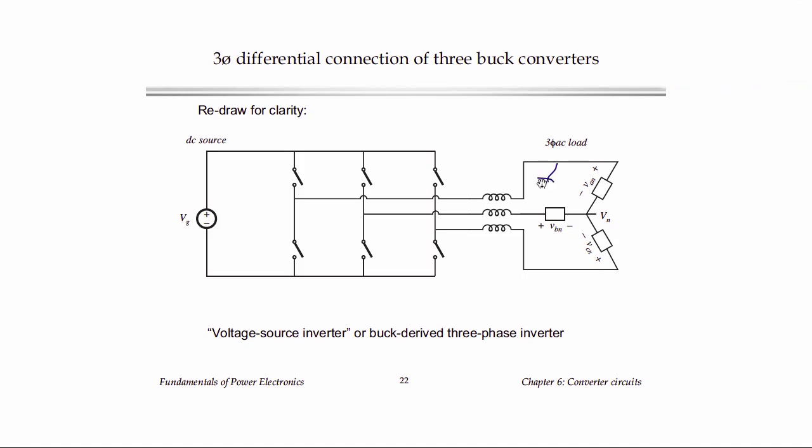For example, we could connect them in what's called a delta connection and make them filter each line-to-line voltage. Or in some applications, we might omit those capacitors. If we want to build a motor drive, we might replace this whole network with, say, a three-phase induction motor. The inductors become the inductances of the windings, and there will be also filtering from the inertia of the load. But effectively, we have a three-phase AC load that is connected differentially across the outputs of three buck converters.